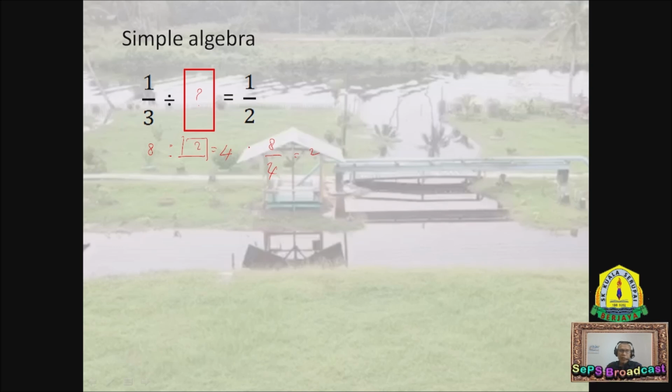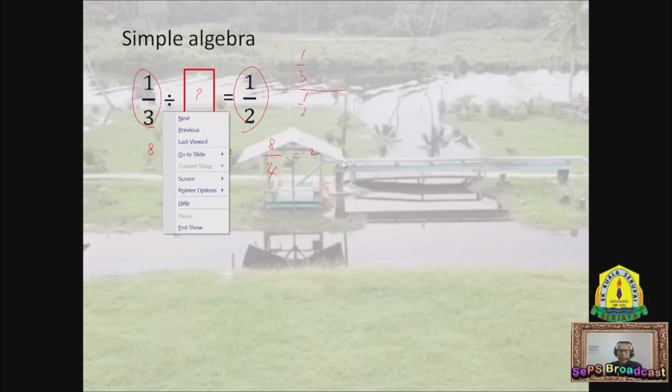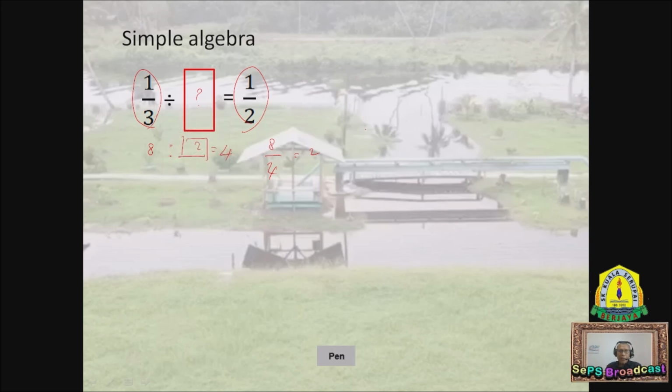So this is very clear. This number means 1 over 3 divided by 1 over 2. This one is the number 4, this one is the number 8. So let's do the calculation. How are you going to calculate? Let us do it over here.